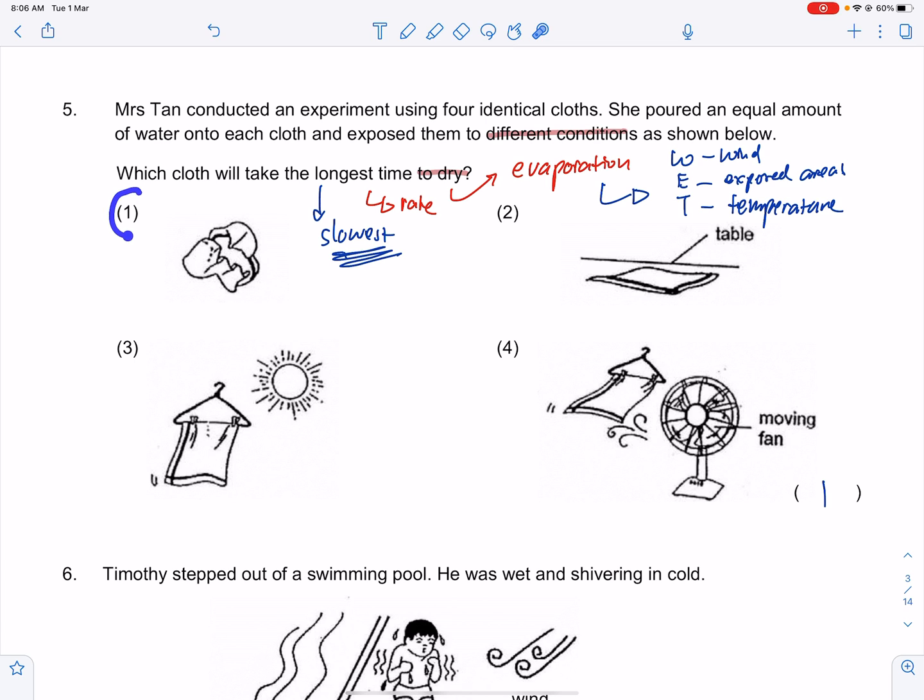So the only one that slows down evaporation is actually number 1, whereby your cloth is crumpled up, reducing your exposed area. So answer 1.